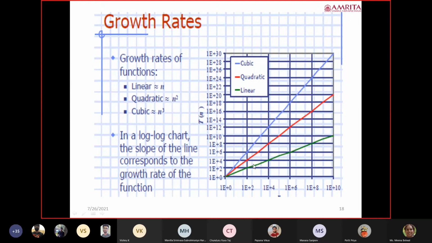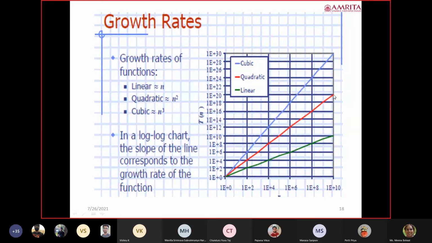So this green line is linear. Now if you see 1e+4, if the input size is 1e+4, the output is also 1e+4. Linear. For 1e+6, it is 1e+6. Linear you can show as n also. So if this is n, the output is also growing at the rate of n. For 1e+10, you will see it is 1e+10.